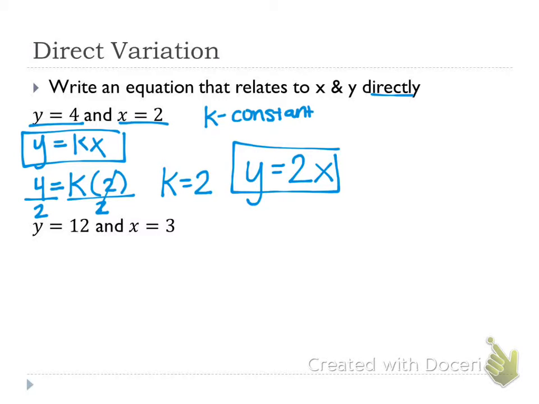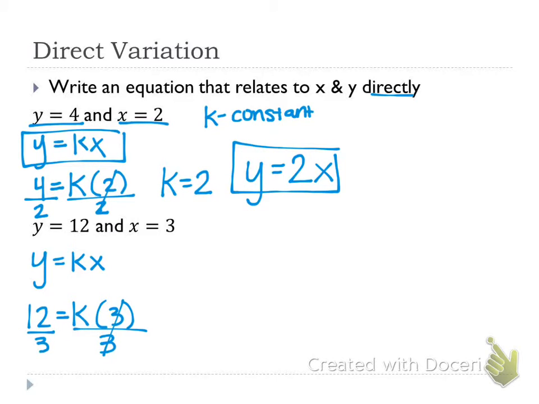So I want to go ahead and do the next problem. And again, they've given me what y and x equal, but I don't know what k equals, and I have to know what k equals. I know that I'm doing a direct variation, so I write y equals k times x. I've got to find what k equals, which is my constant. They've given me that 12 equals y. I don't know what k is, but I know that 3 equals x. Again, I'm going to divide by 3 on both sides, and I find that k is equal to 4.